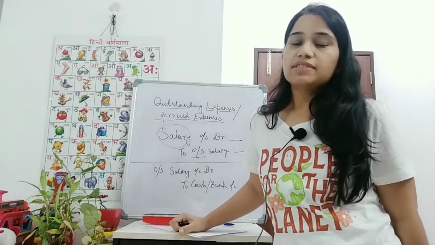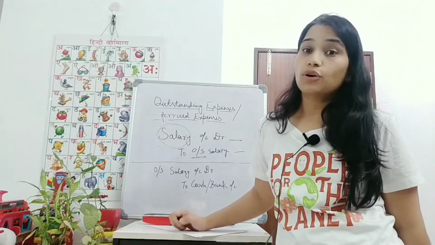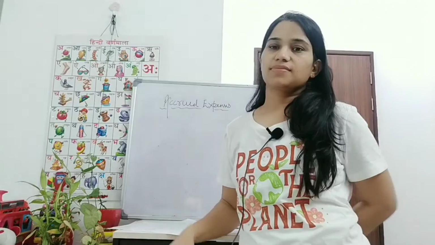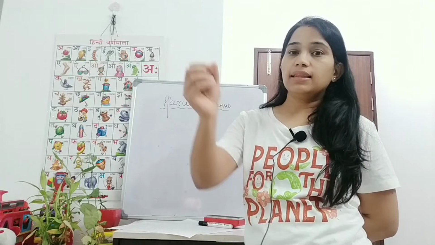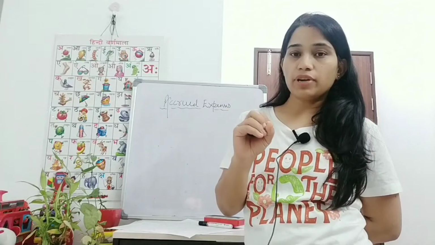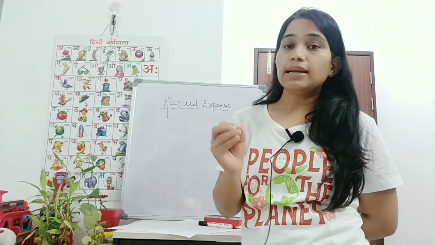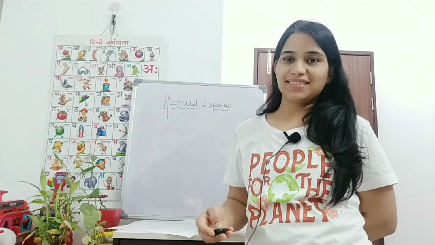So we have seen that outstanding expenses are the expenses which are incurred in a company but not yet paid by the company. The outstanding expenses will be added with the related expense in the profit and loss or trading account, and will be shown as a liability on the liability side of the balance sheet.